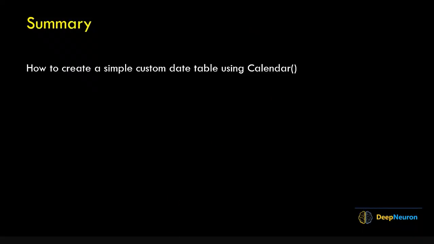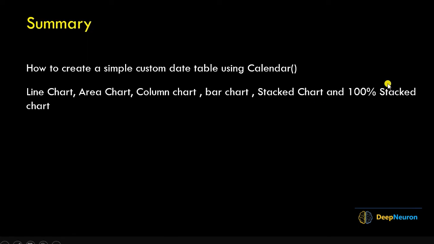To wrap this up, let me quickly summarize what we discussed in today's session. We discussed how to create a custom date table using the calendar function. Next, we looked at how to create a line chart and area chart, and what is a column chart and bar chart, as part of stacked as well as clustered charts. Next, we discussed the difference between stacked chart and 100% stacked chart. Followed by this, we took a look at how to create a table visual and also explored the options to format the table visual. Next, we discussed the dynamic background conditional formatting.